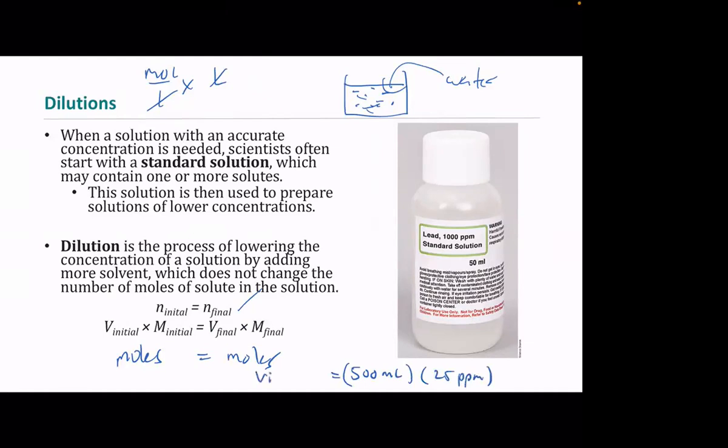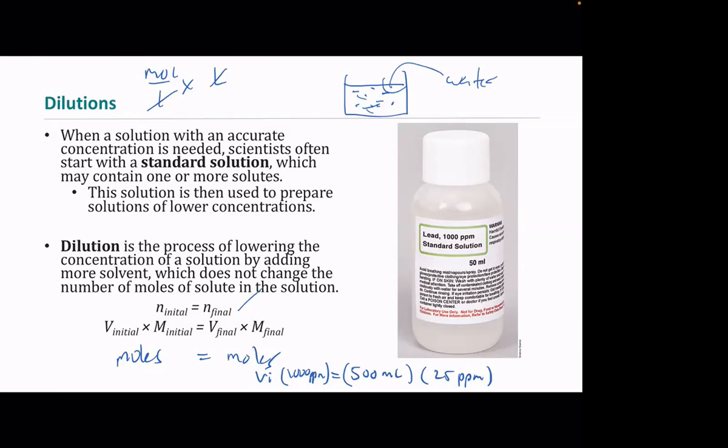How much of that initial stock solution do you take? That's the V initial that we're after, times, and in this case, it's going to be 1,000 ppm. It doesn't have to be molarity as long as the units are the same. You can do it with ppm too, because your units just cancel out. You can see that, right? So you can use this for molarity. You can use it for anything. And we don't necessarily have to convert the milliliters to liters because the concentration units cancel out. Your answer will be in milliliters, and that's fine. Then you solve that, and it tells you how much you need. So it's just 500 times 25 divided by 1,000.